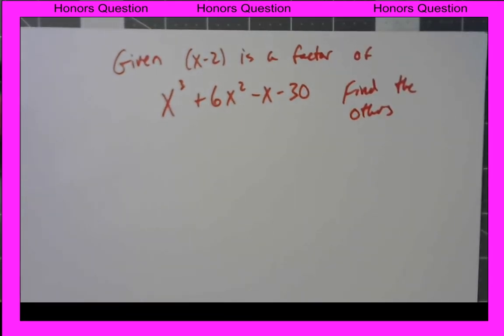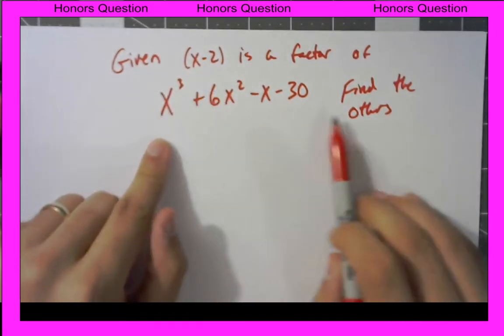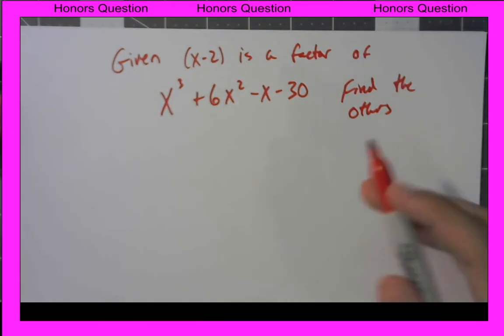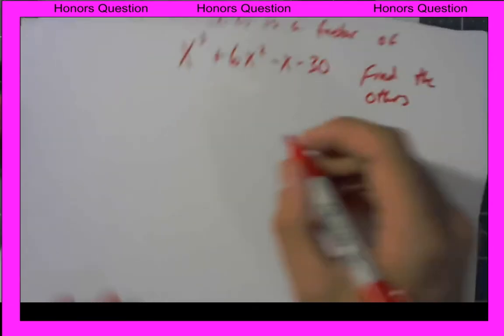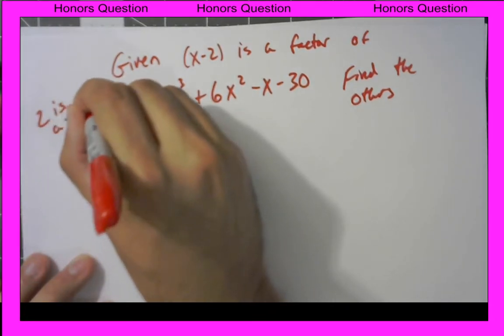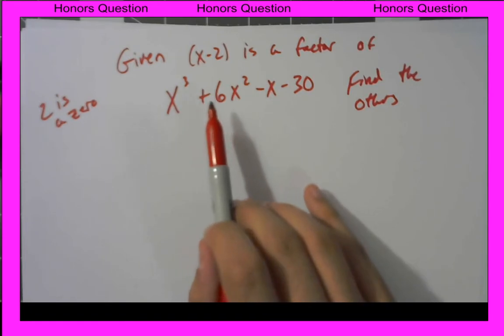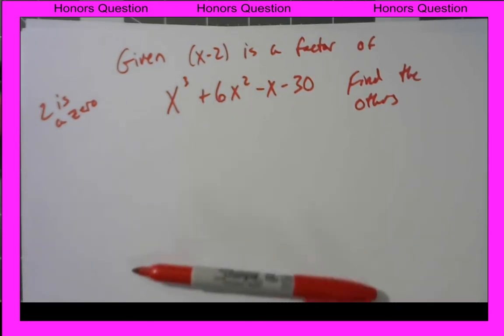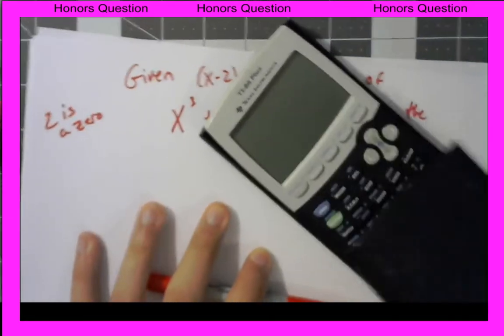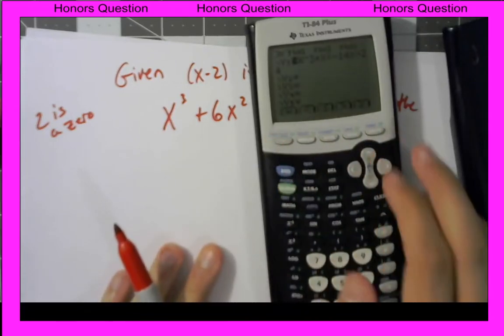All right. I believe Brock asked a question about this, and this is sort of like Chase's, where we're given this factor and we have these. Saying that that's a factor is the same thing as saying 2 is a 0. So if we don't have this first part, and it's saying find all the zeros of this, we could just take our calculator, plug it in.